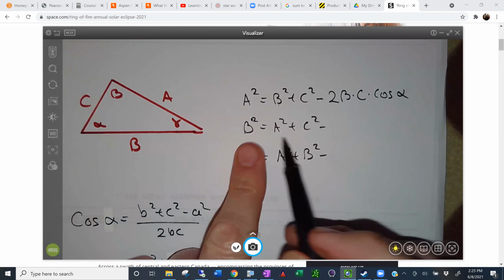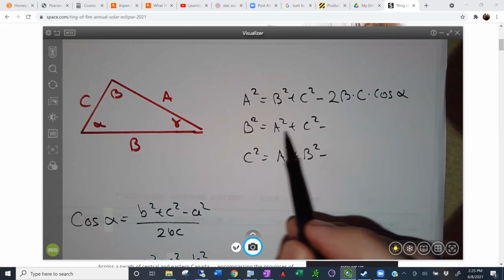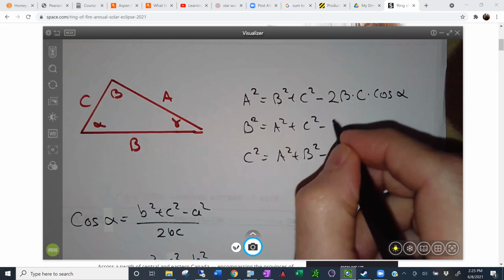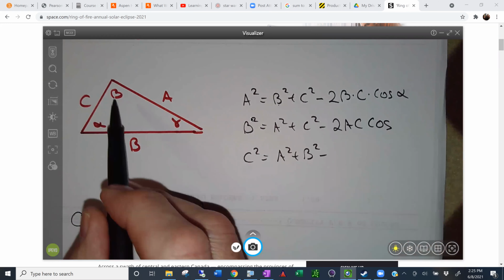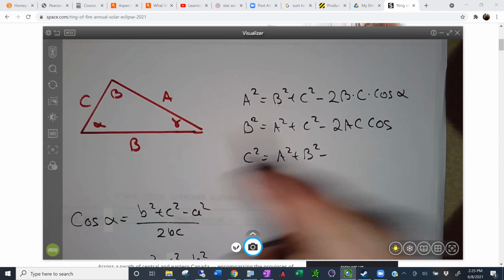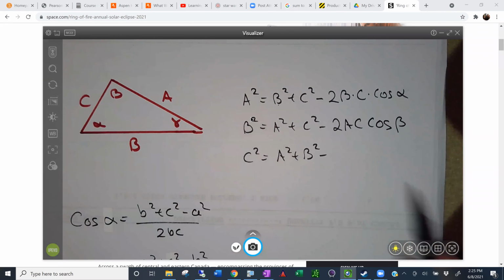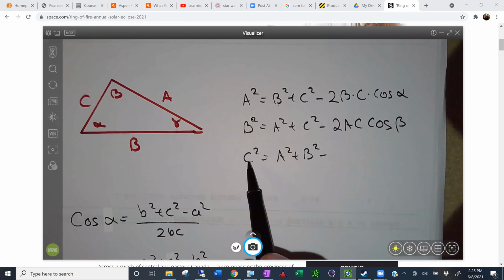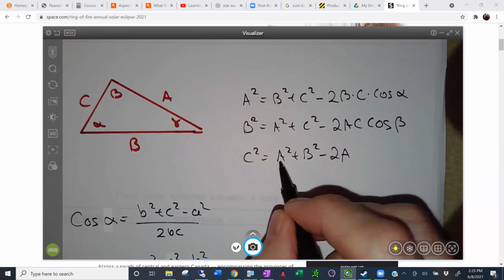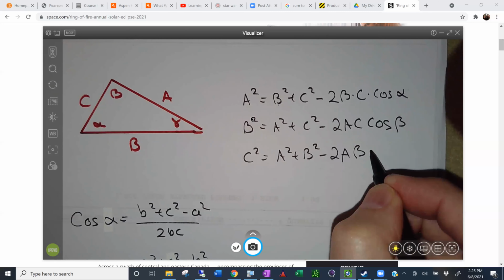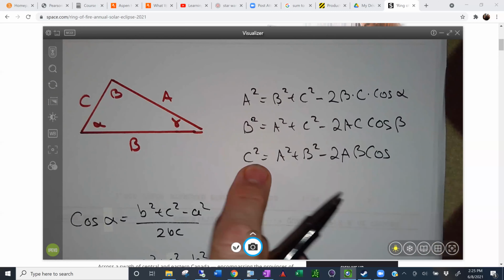Likewise here, b squared equals a squared plus c squared minus 2ac, this time times cosine of beta, the angle opposite side B. And last but not least, if you wanted to pause the video or just think ahead of me, that's great. But you should be able to get the pattern here. It's always going to be minus 2 times a times b, times the cosine of the angle opposite C, that would be gamma.